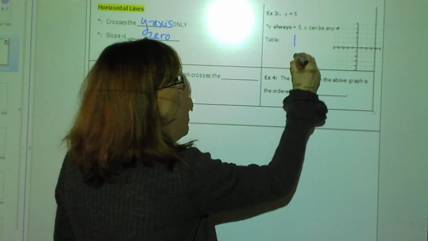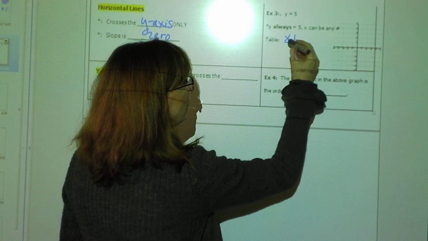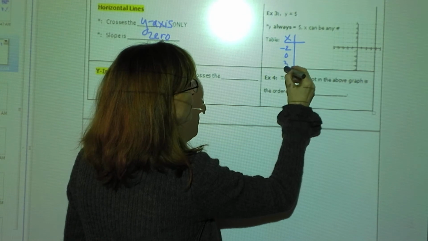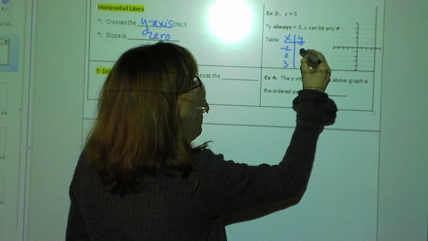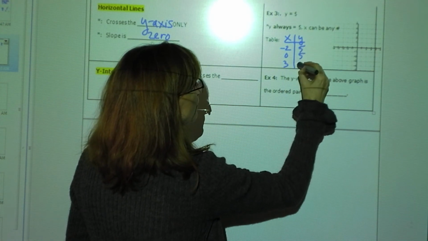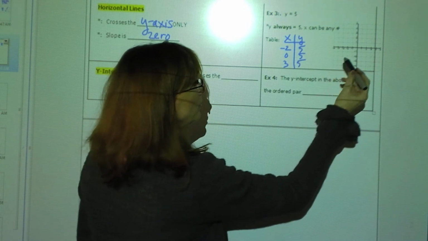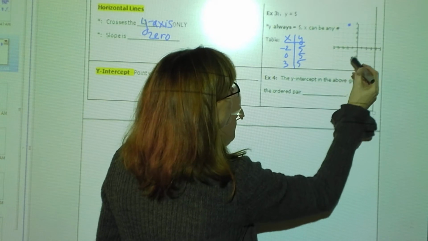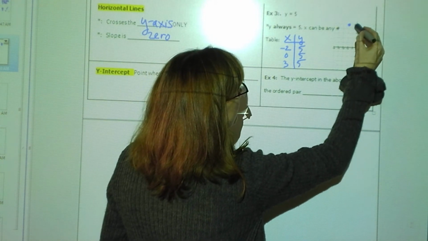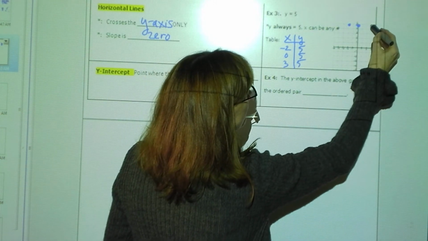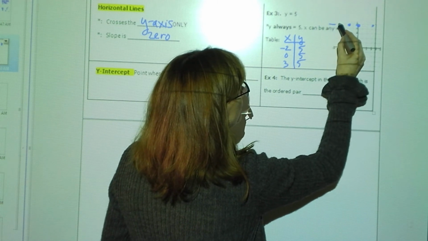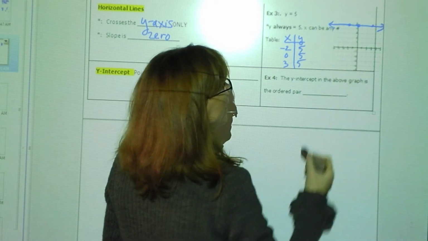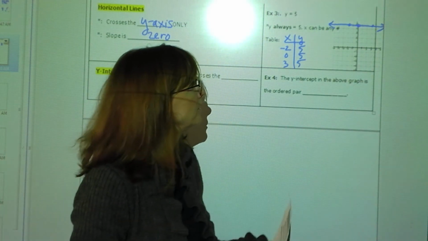When you make up your table of values, you can make up any value you want for x. You can let it be -2, 0, +3, but your y value is always going to be 5. Now when you go to plot the points, you have (-2, 5), (0, 5), and (3, 5). When you connect those points, notice you're going to have a horizontal line. Don't forget to put your arrows on either end to show that your line goes on forever.